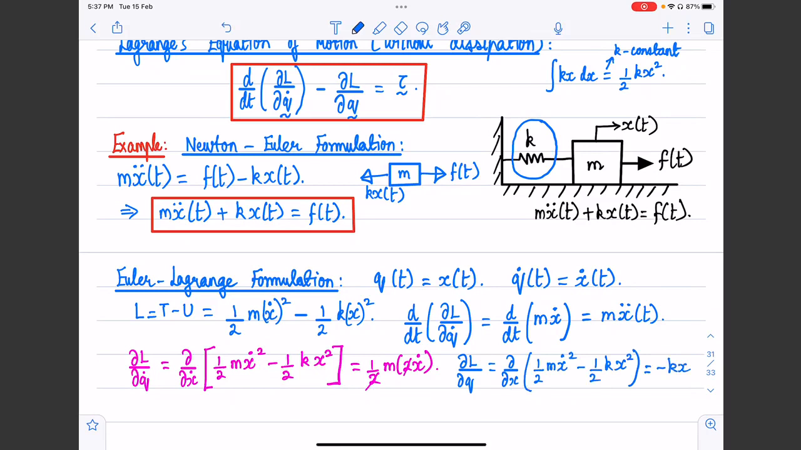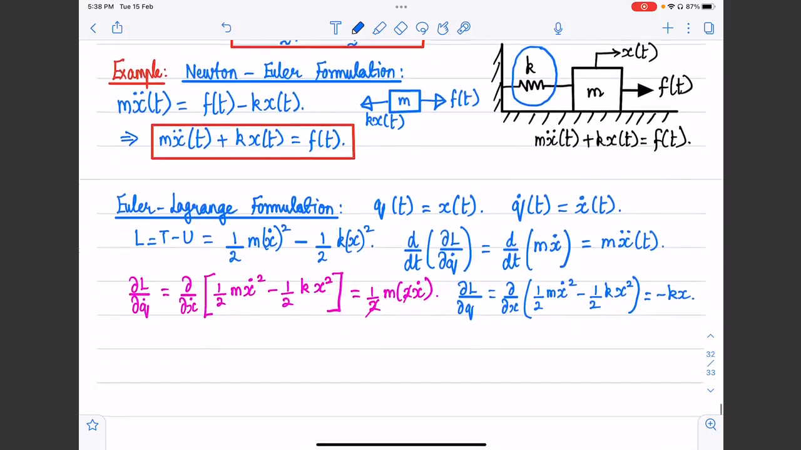You can see that for the first term, the partial derivative with respect to x is 0. So the partial derivative of 1/2 mx dot square with respect to x is 0. But for minus 1/2 kx squared, the partial derivative of x squared with respect to x will be 2x. So the half and the 2 will get cancelled. So we get minus kx. I hope it is clear how we go.